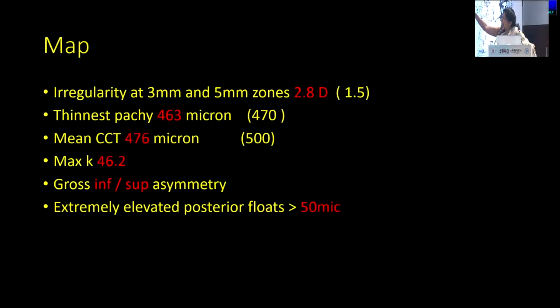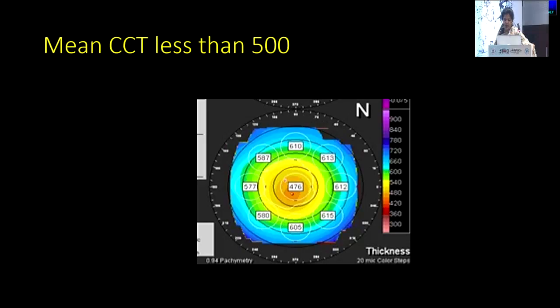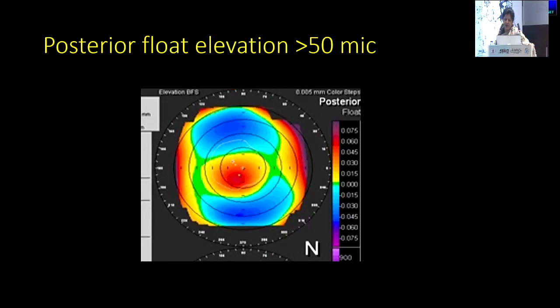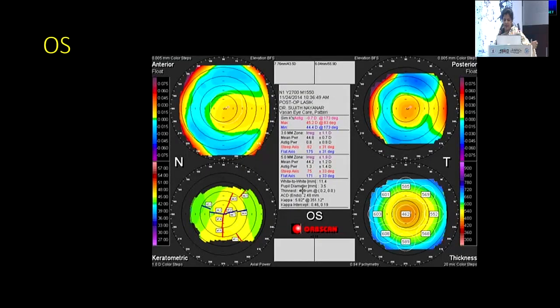The thinnest pachy is less than what is suggested. The mean CCT is less, the max K is borderline, and there is gross inferior and superior asymmetry with elevation of the posterior floats. So in all these cases, especially with skewing and such obvious topographies, this may be avoided.